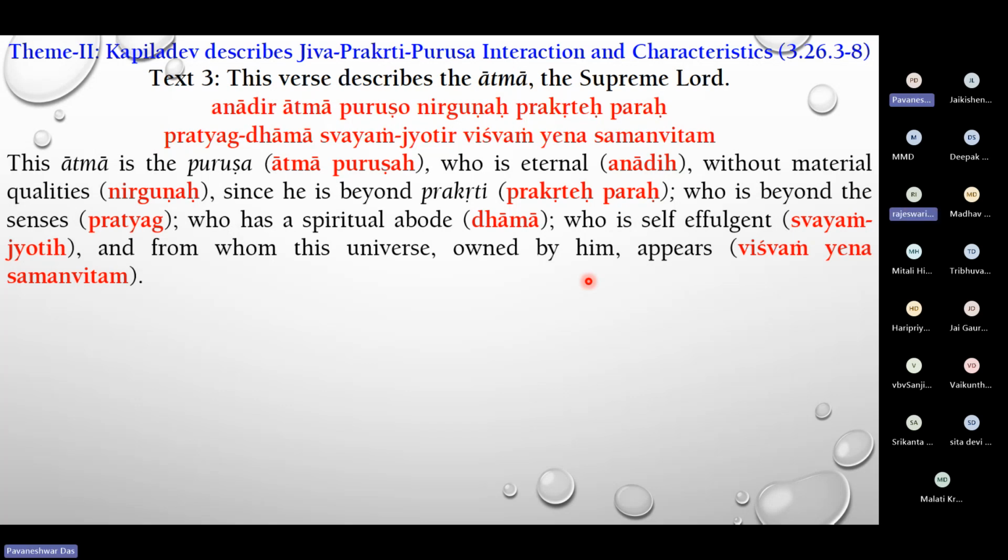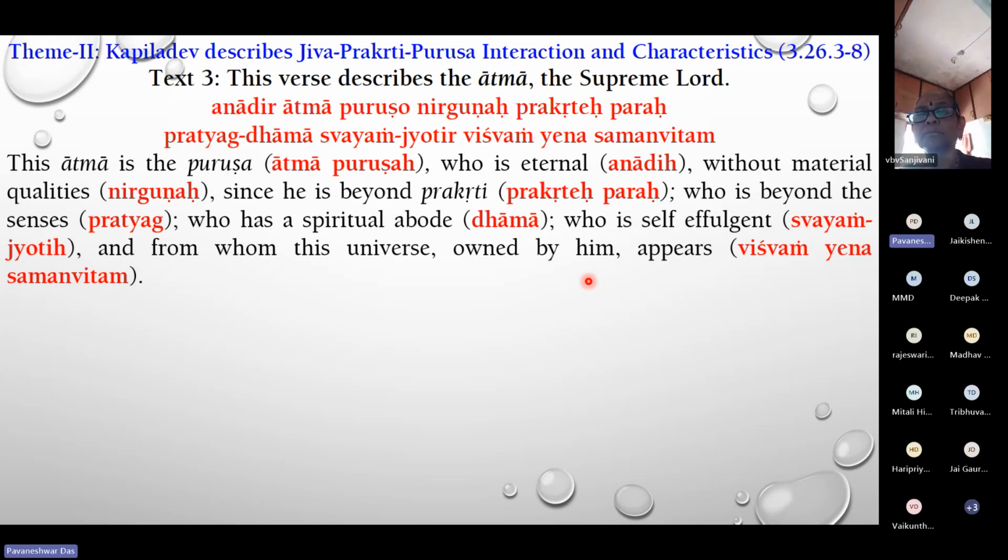This verse talks about various characteristics and attributes of the Supreme Lord, Isvara, the first of the 28 elements. So, what are his attributes? This Atma is the Purusha. And what are his qualities? He is eternal, Anadi. He has no beginning. He is without material qualities, Nirguna. He has all transcendental spiritual qualities only, no material qualities.